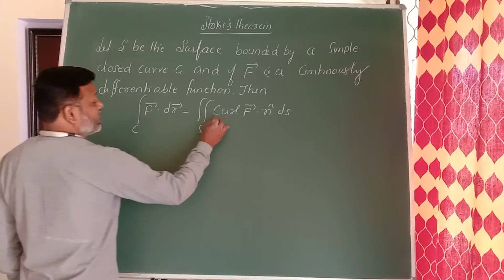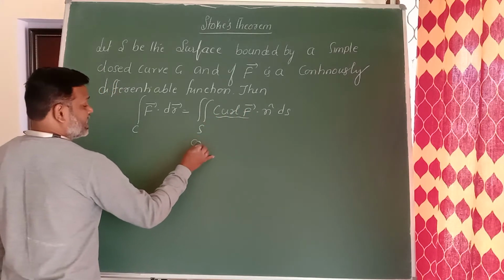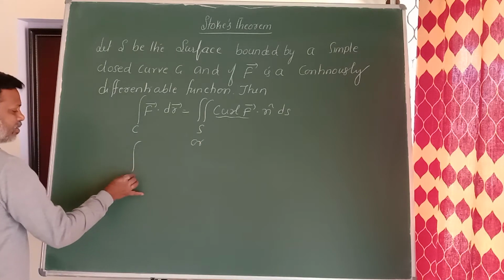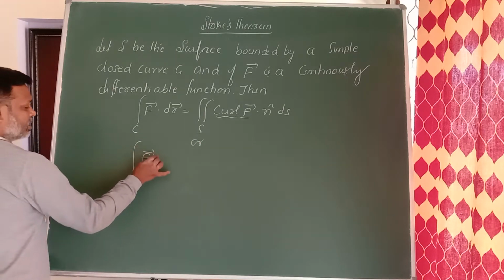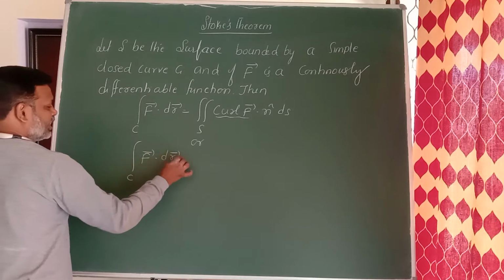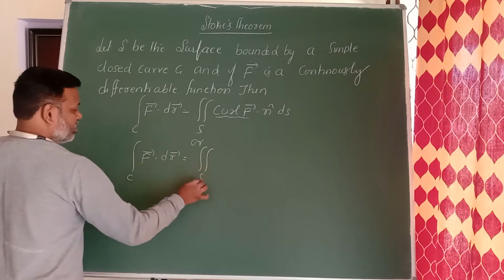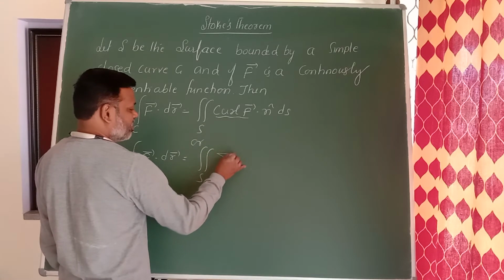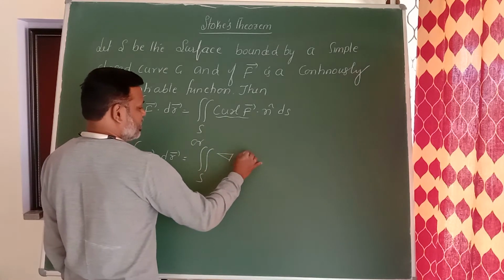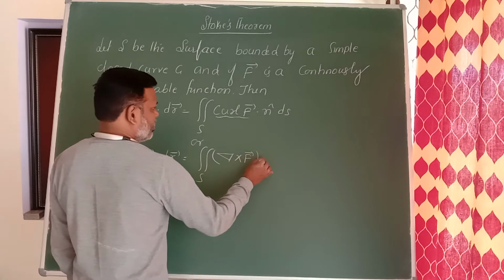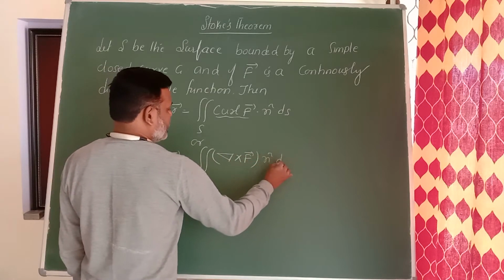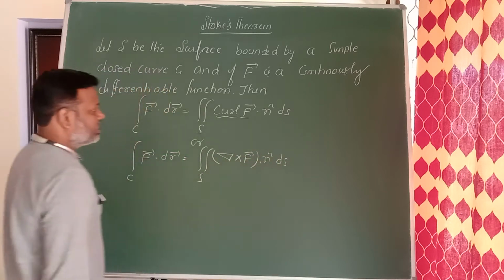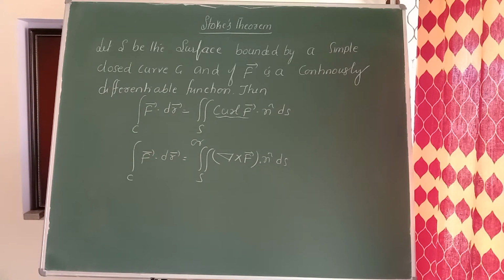Instead of curl f, we can rewrite it like this also: the line integral over C of f dot dr can be written as a double integral over S, that means a surface integral, of curl f, which can be written as del cross f also, dot n cap into ds. This is the Stokes theorem statement.